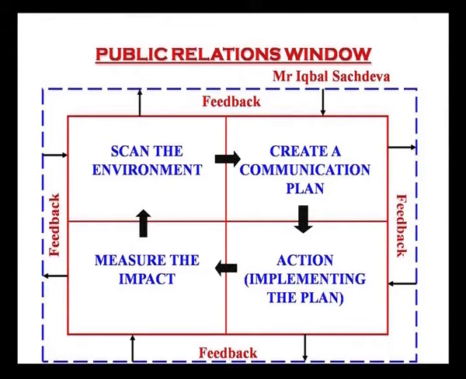Figure, the PR window. As such, it is a four-step system of running a public relations program or campaign for seeking a change in public responses. The four quadrants in the figure show the four steps of the system, and the dotted line outside represents the constant feedback throughout the public relations campaign program.